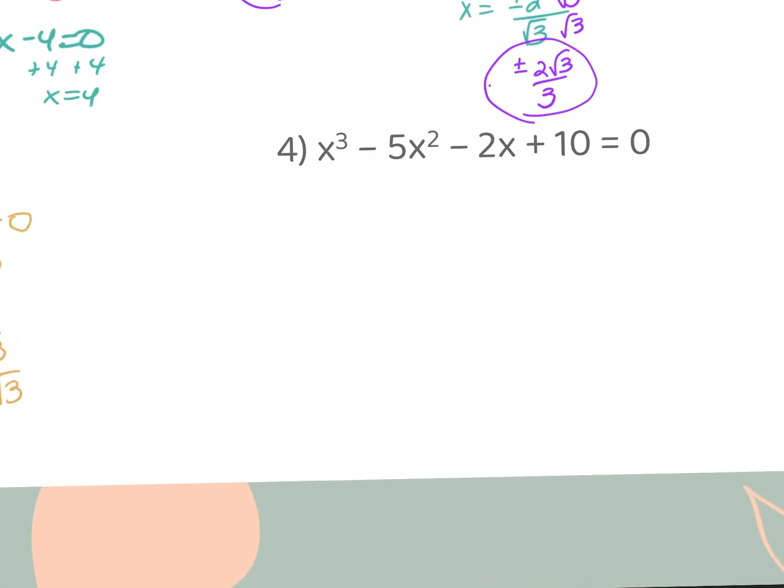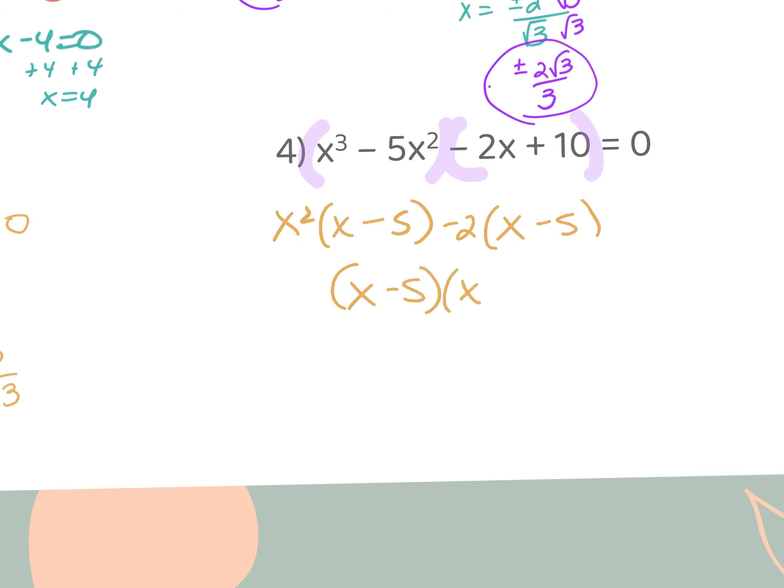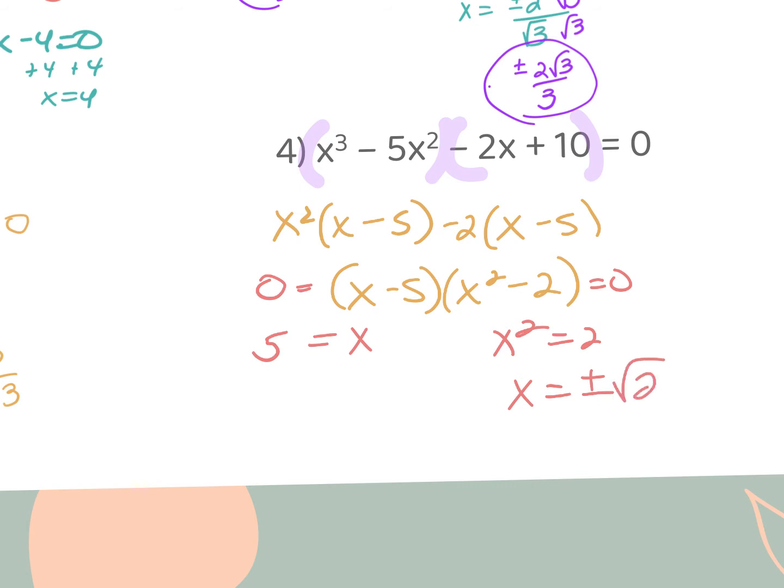All right, what's the first step? Group it. Okay, from the first set of parentheses, you can take out what? X squared, and I get x minus 5. Second set, you can take out? Negative 2. Good, because we need the sign to change. And then the x minus 5 and the x squared minus 2. Split and solve. And I get x equals 5. X squared equals 2. X would equal plus and minus the square root of 2.